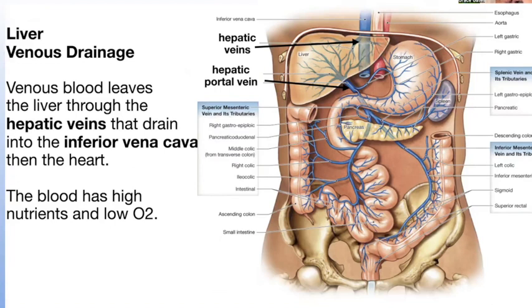The blood has high nutrients and a low oxygen content. The blood has high nutrients because this blood has all of the nutrients that were processed by the liver after they were received by the hepatic portal vein. And it has low oxygen content because the hepatic portal vein that entered the liver had a low oxygen content. Only the blood that entered the liver in the hepatic artery proper had high oxygen content, but the liver used up the oxygen in the functioning of the liver. So now this blood has a low oxygen content.